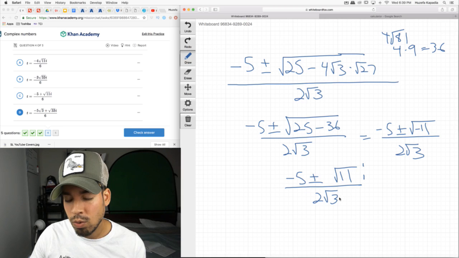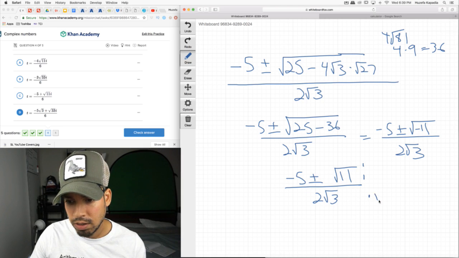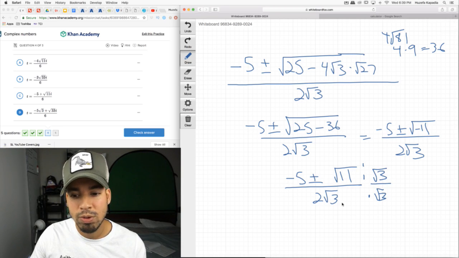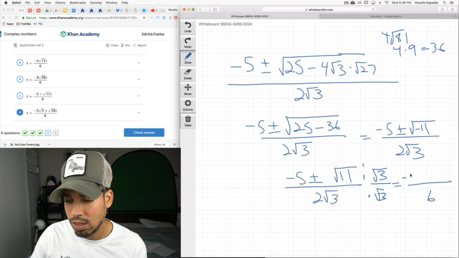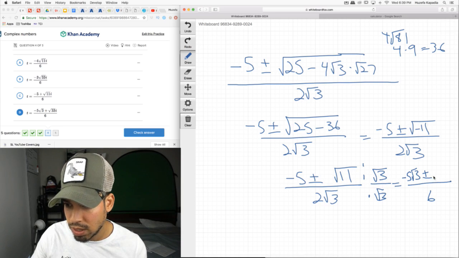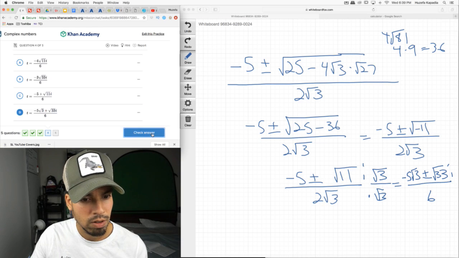So how do we do that? Well, if I multiply the bottom by square root 3, I have to multiply the top by square root 3. Watch what happens. Square root 3 times square root 3 is 3. 3 times 2 is 6. So that's how we get a 6 on the denominator, and then we distribute the square root 3, so it becomes negative 5 rad 3 plus or minus, and then the rad 3, since it's under a radical and multiplying, it directly multiplies that 11 to get 33i. And that's what we have in D. It's a very, very hard problem.